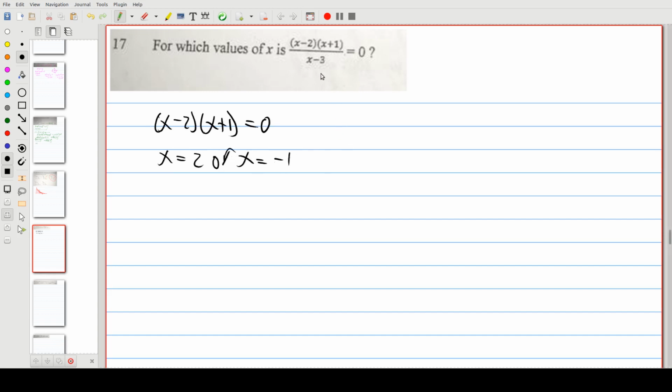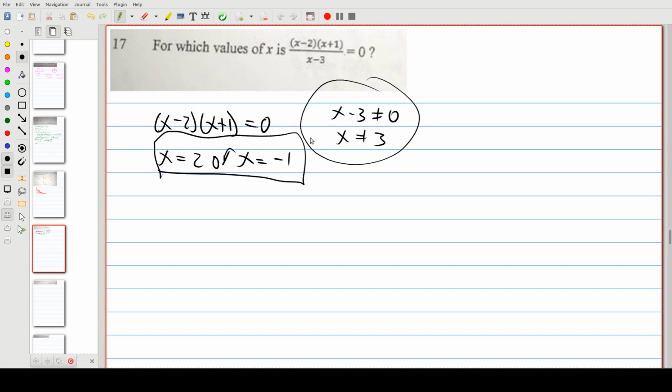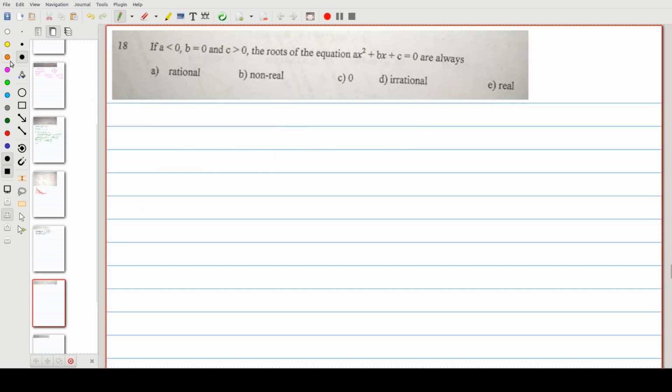And we know that x minus 3 cannot be 0 because we cannot divide by 0, so x cannot be 3. And x isn't 3 in any of these examples, so this doesn't even matter. So if x is 2 or x is negative 1, this answer will be 0. Great. So in essence, we just have to say the top must be equal to 0 for the whole thing to be equal to 0. Great. Then we get to the third last question.